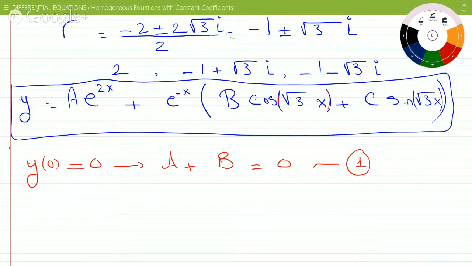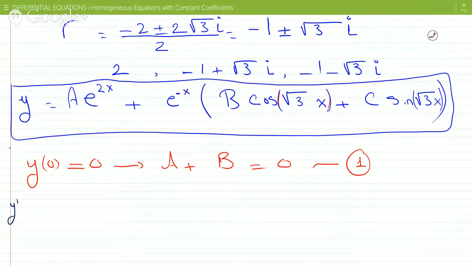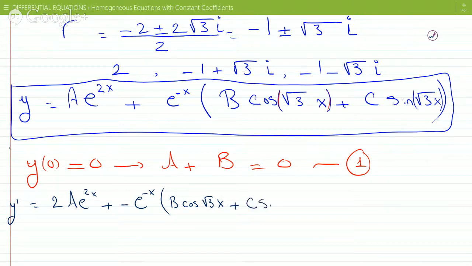So we know that y prime will equal 2a e to the 2x. Here I will do the product rule. So minus derivative of the first is minus e to the minus x times the second as is. So b cosine root 3x plus c sine root 3x.